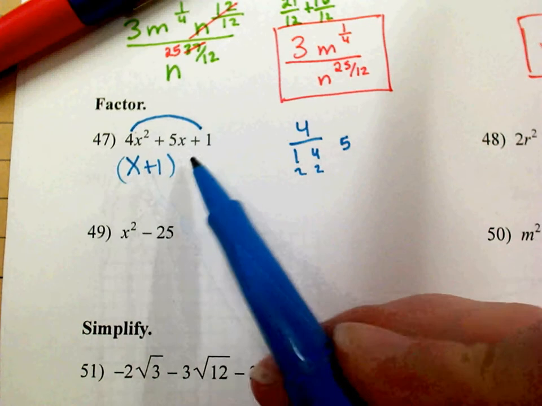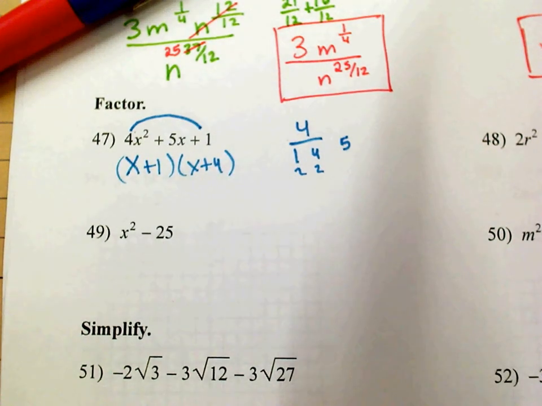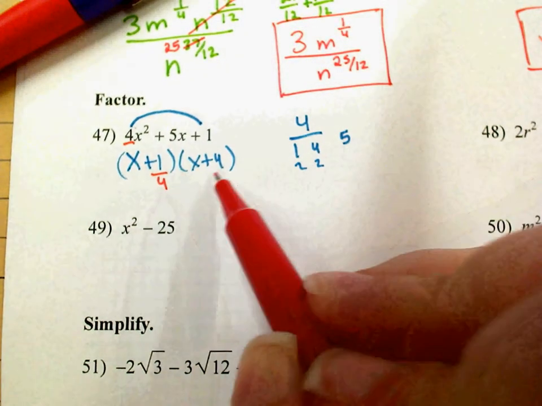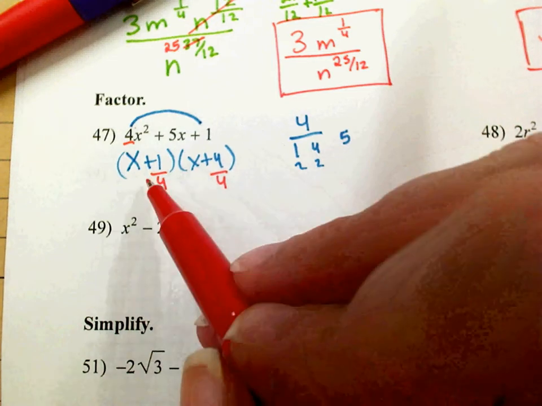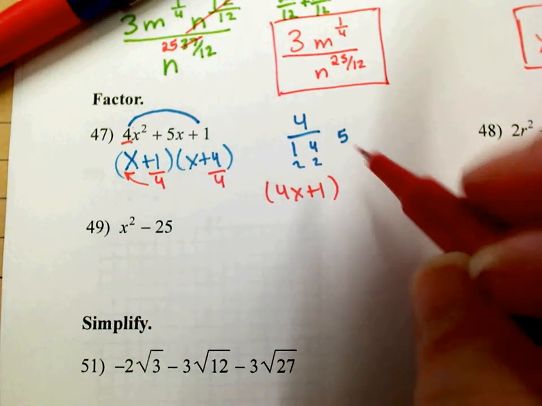What do I have to remember to do? Divide by the number that I multiplied by. So divide by 4 here, divide by 4 there. And I make that 4x plus 1 because it doesn't simplify, and then I make this what? X plus 1.